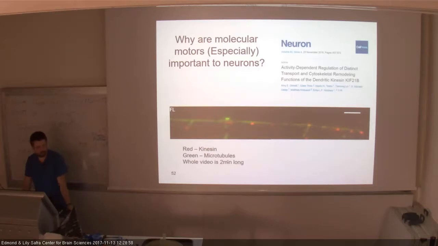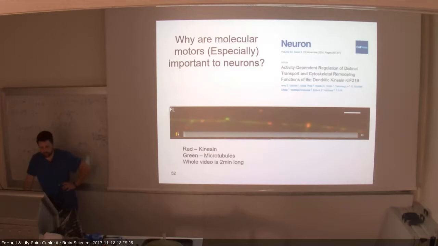Okay. Fast forward? This is fast forward like eightfold. Yeah, eightfold because it's 15 seconds and it's 2 minutes. But in general, this scale bar is 1 micron, okay? So 1,000 microns is 1 millimeter, okay?